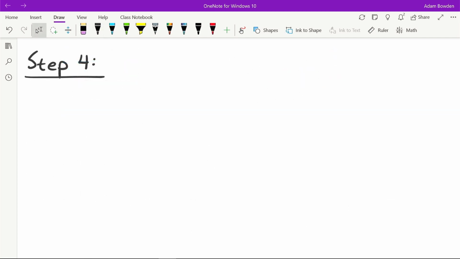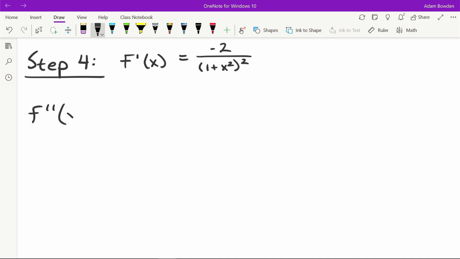For step 4, we're going to need to find the second derivative here. And that gets a little bit hairy because we just saw what the first derivative looks like. In the first derivative, again, we had -2 over 1 plus x squared in parentheses all squared. So when I find the second derivative, f prime of x, we could either rewrite it in a way to use product rule, or we could use the quotient rule. I'm going to go ahead and stick with the quotient rule again here.